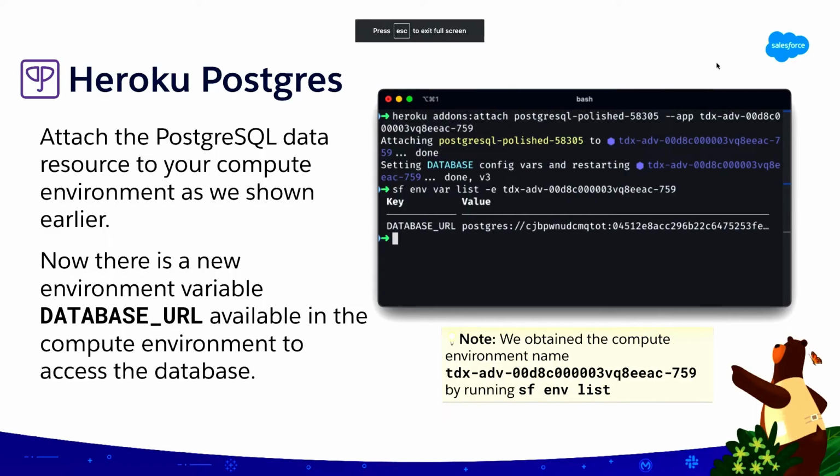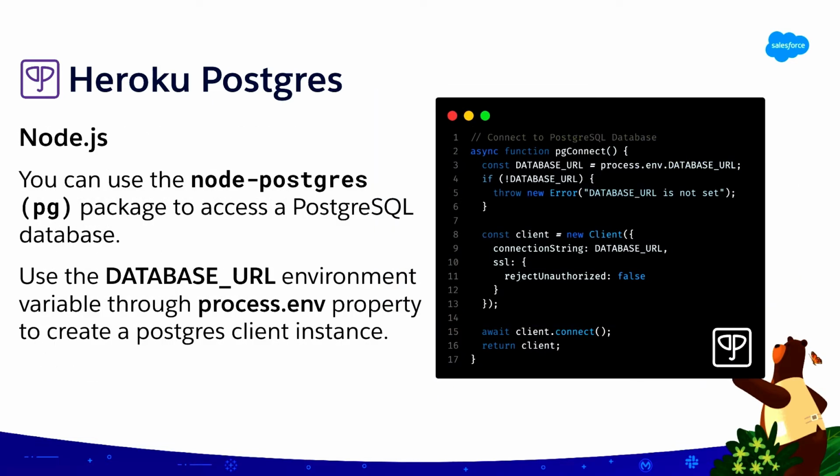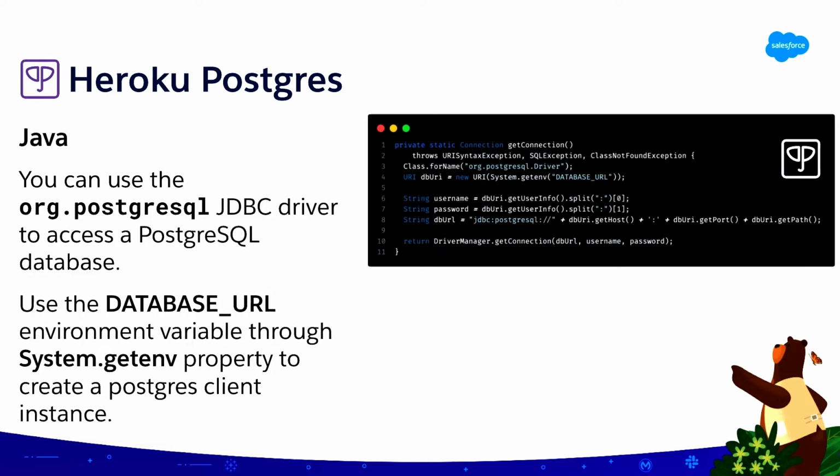To attach the resources, you run heroku addons:attach. It makes the attachment between Heroku and Functions with the name of the data resource and the name of the compute environment, and that's it. After that, you will have that environment variable available in your function. Once you have that environment variable available in your function, you will be able to use, depending on the language of your choice, a library to connect to Postgres. In my example, I am using Node Postgres. I'm getting that database URL from the environment, which is the process.env property, and creating a client connection. Or if I use Java, I might use the JDBC PostgreSQL driver and perform the connection in a similar way, getting the database URL from the environment using System.getenv and constructing the database connection.